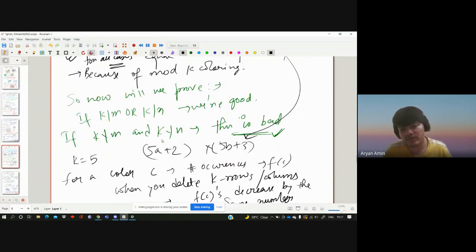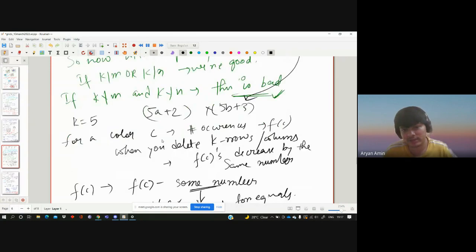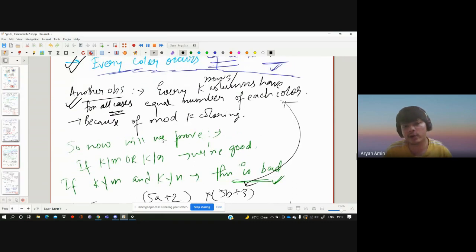So now we will prove that if k doesn't divide m and k doesn't divide n, then that is bad, right? The idea is that because every k rows and columns have an equal number of occurrences for every color, we can just freely delete k rows or k columns without affecting the balance. So the number of occurrences of every color gets reduced by the same amount. So if it were true for the earlier case, it will be true for the reduced case as well.